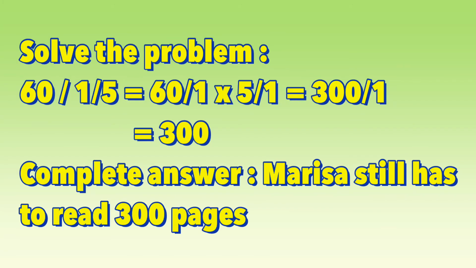Okay, to solve the problem, we're going to divide 60 divided by 1/5 equals. We're going to use the reciprocal method: 60/1 times, in the reciprocal method, we're going to invert the second fraction from 1/5 into 5/1. And then horizontal multiplication, 60 times 5 equals 300, and 1 times 1 equals 1. So 300/1, 300 divided by 1 equals 300.